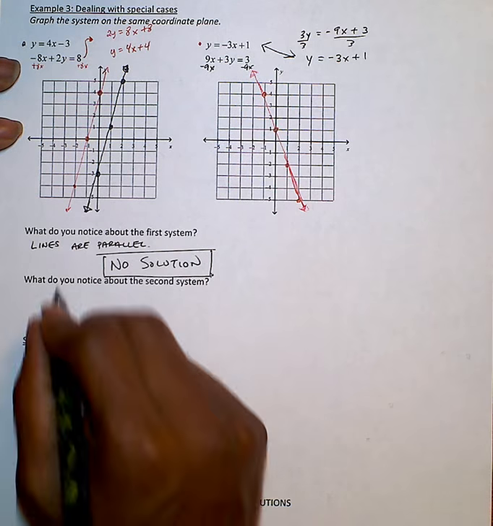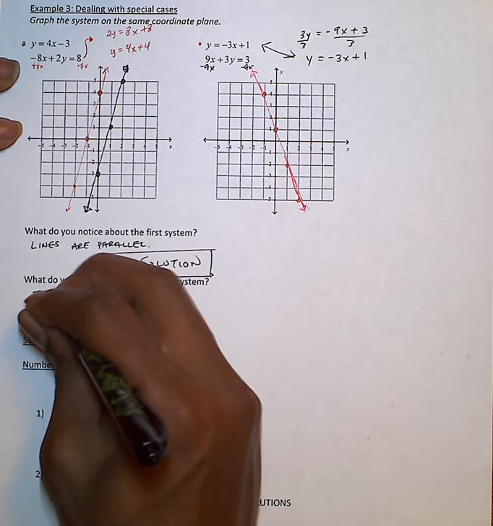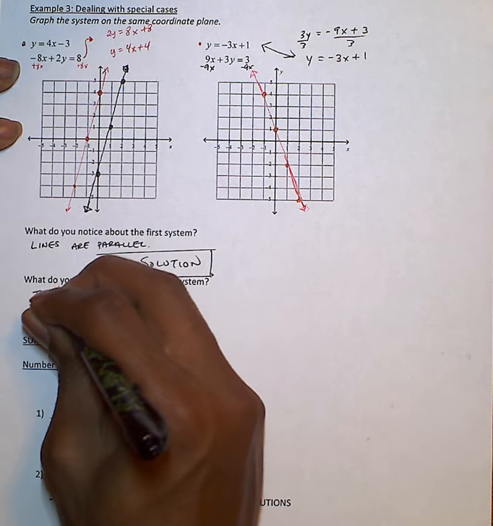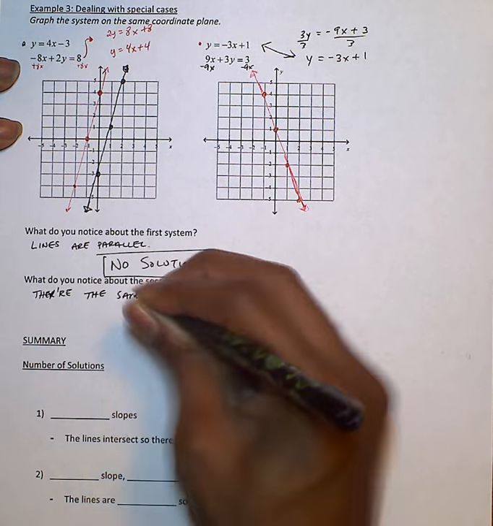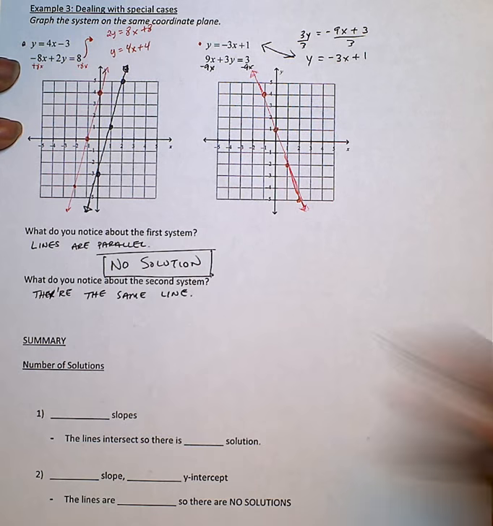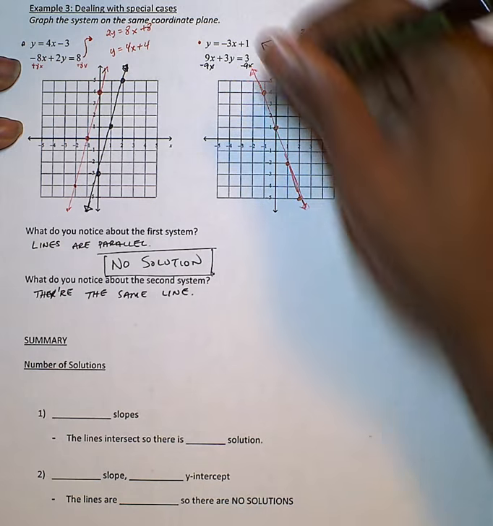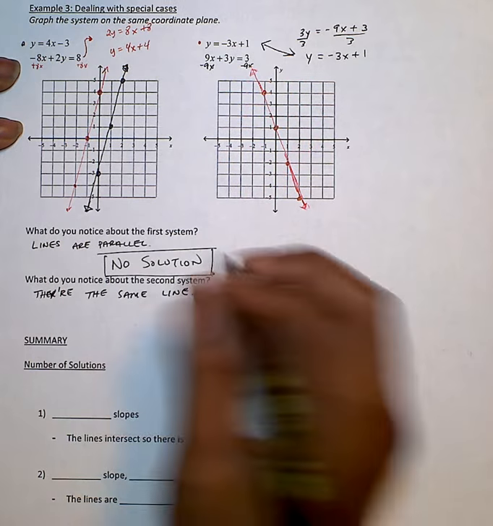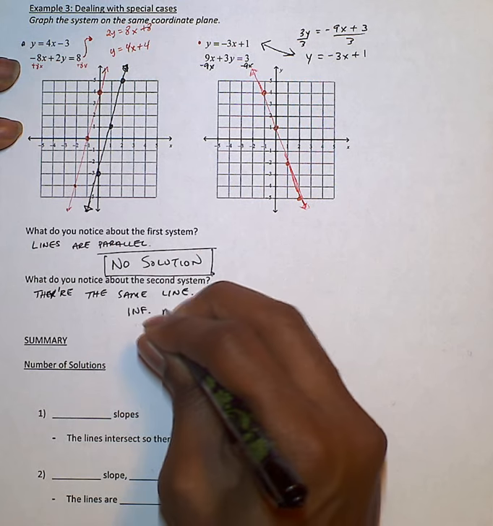Okay, so what do you notice about the second system? They are the same equation, or same line. And so you might say, well, there's no solution, they don't intersect, but there actually are infinitely many solutions. Since they are the same line, they intersect everywhere. I could draw this other line right on top of it, but that would be redundant since we know that's going to happen. Okay, this has infinitely many solutions.